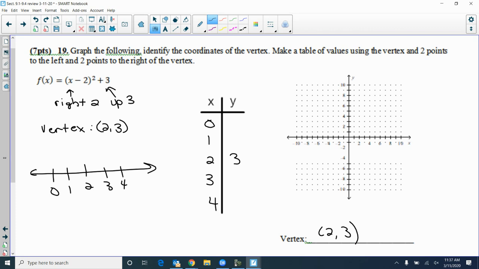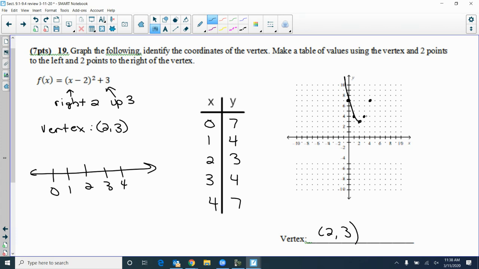What do you got? I got 0, 7. Okay. And then 1, I got 4. Okay. And then 3, I got 4, and then 7. Okay, so when you plug in 0, you should get 7. That is correct. So 0, 7. I got 1, 4. I got 2, 3. I got 3, 4. I got 4, 7.